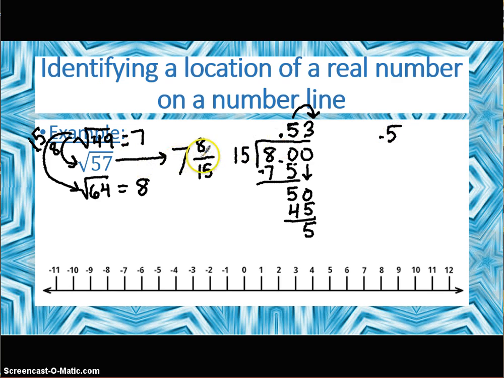But instead of writing 0.5, I write 7.5. So this is about 7.5. So where does 7.5 lie on our number line? Here between 7 and 8. So the square root of 56 would lie here between 7 and 8.